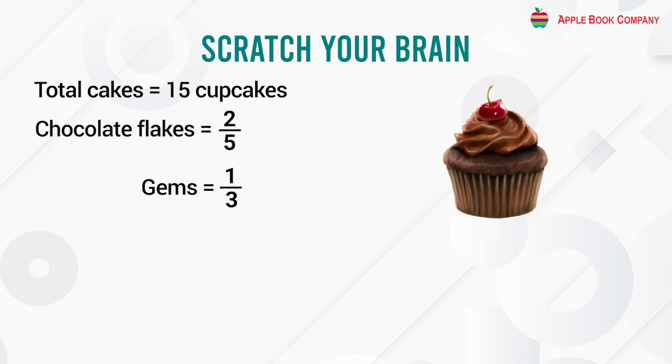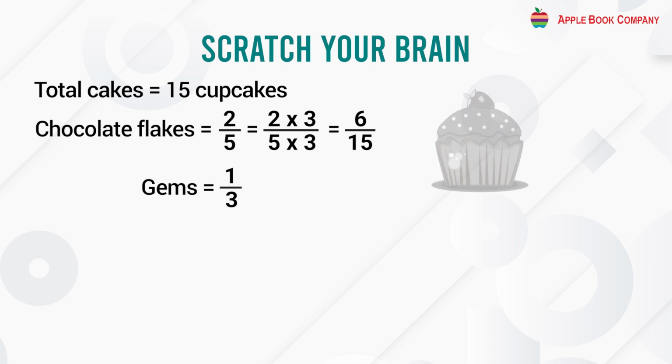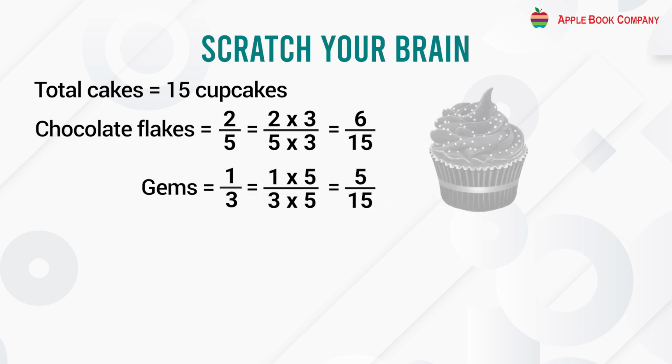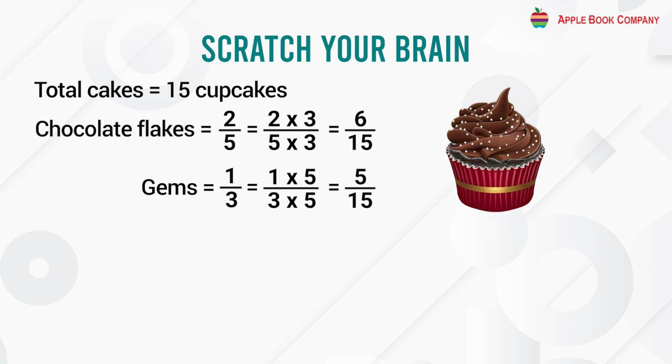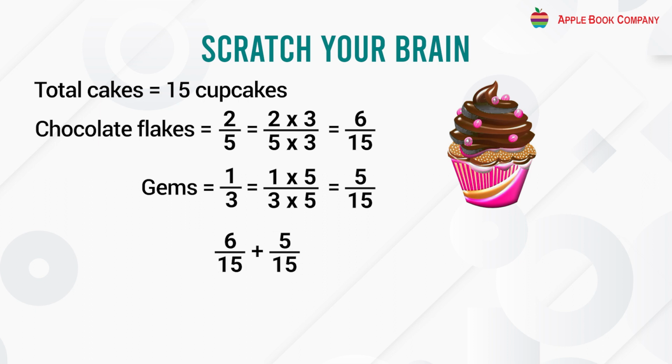Now, to add the two fractions, you need to make the denominators equal. 2 by 5 into 3 by 3. So, 6 by 15 is the chocolate flakes. Write down gems is equal to 1 by 3 multiplied with 5 by 5. So, gems is equal to 5 by 15. Now, you can add the total number of cupcakes that were colored with flakes and gems. 6 by 15 plus 5 by 15 become 11 by 15.